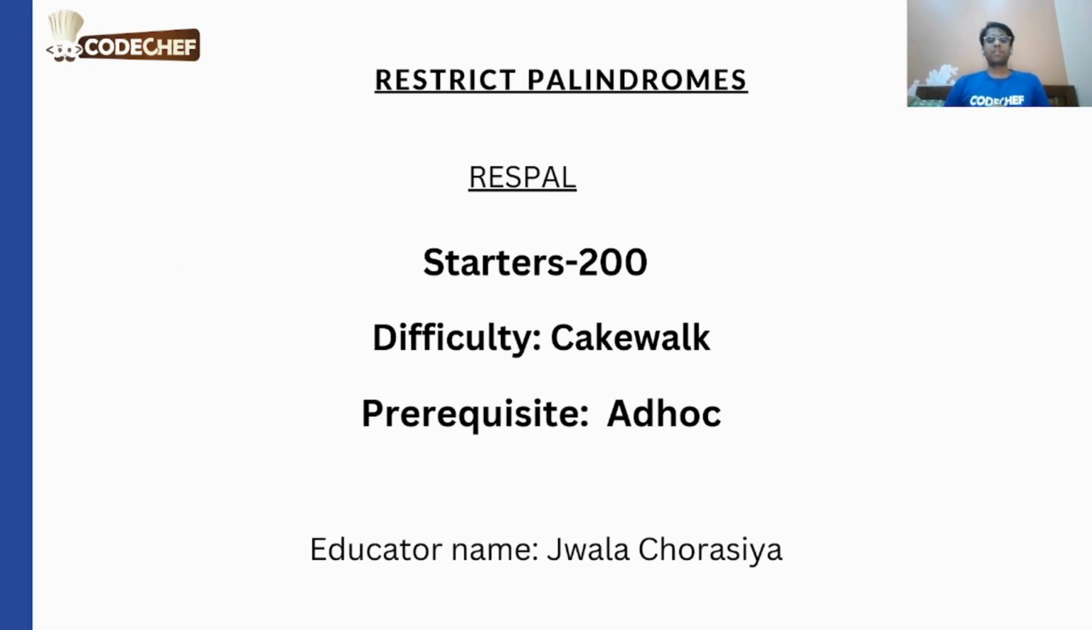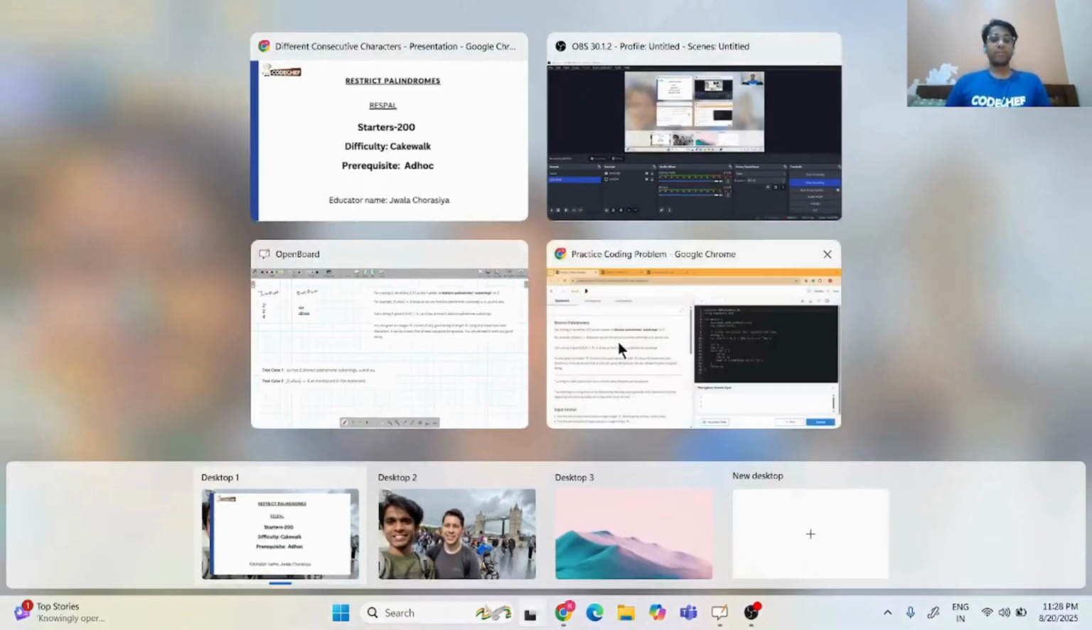The name of the problem is Restrict Palindromes and the problem code is RESPAL. The difficulty rating of the problem is cakewalk and there is no prerequisite. Let's start with reading the problem statement.